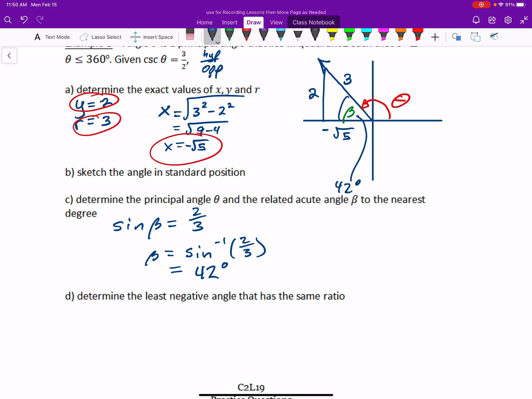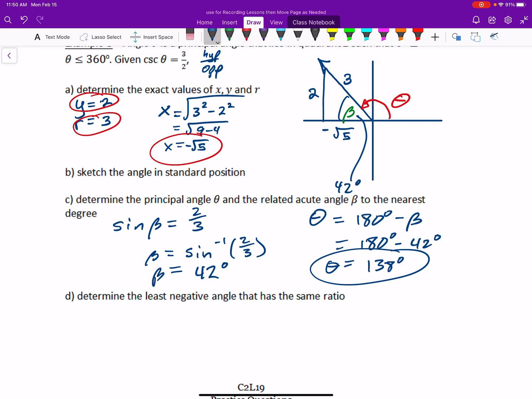That means that theta, generally the principal angle that I'm interested in quadrant 2, is going to be 180 minus beta. So it's going to be 180 minus 42, which equals 138 degrees. So there's theta, there's beta, and that part's answered.